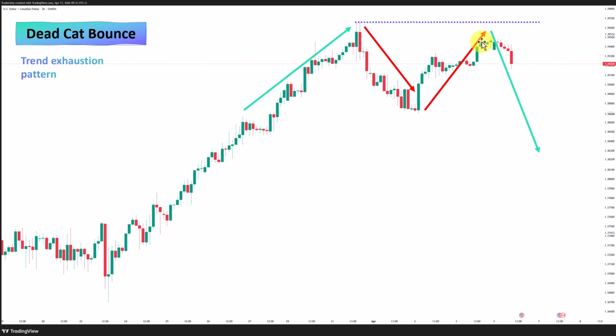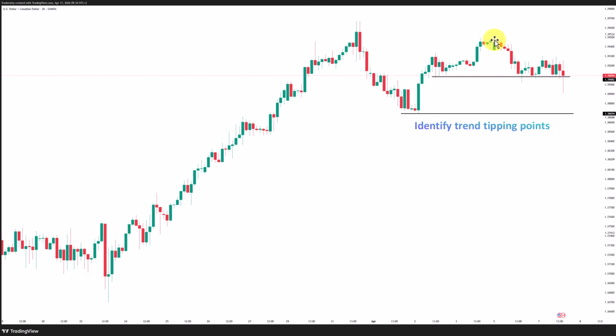The market makes another push, but clearly fails to reach the previous highs. So it's making a lower high. That's what we call the dead cat bounce. A lot of traders will try to get in here because they believe this is the next continuation leg. However, the market is never able to reach the previous highs. So really, really important point here that we have on our side.